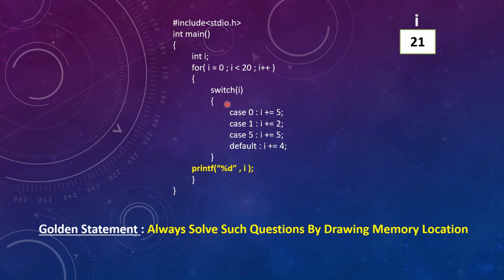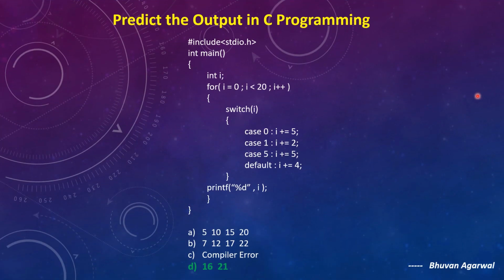Then the switch block is over. We come to our printf and print 21 on the output console. Then again we move back to i++, and i's value is incremented by 1, so it becomes 22. Now we check whether 22 is less than 20, which is false. So we come out of the for loop, and our output will be 16 and 21.